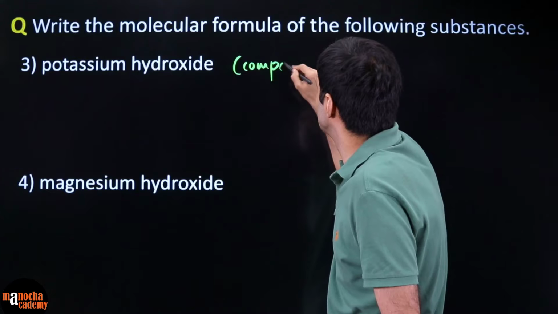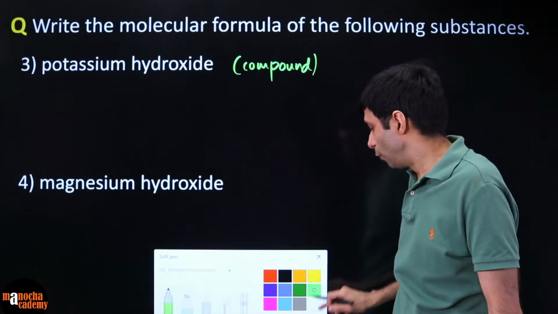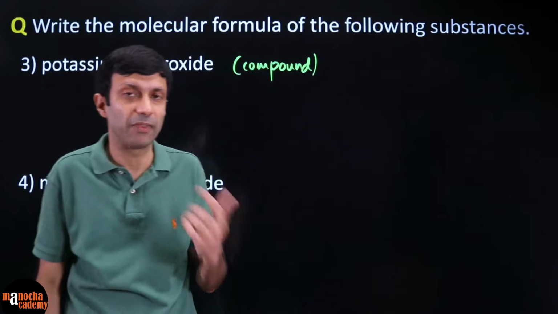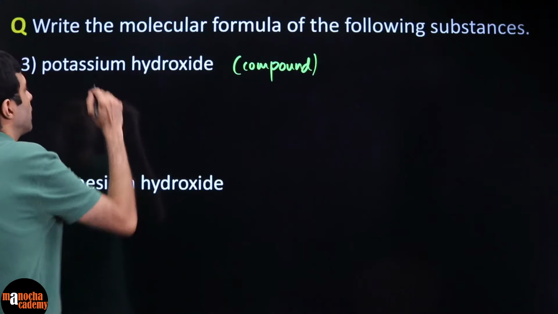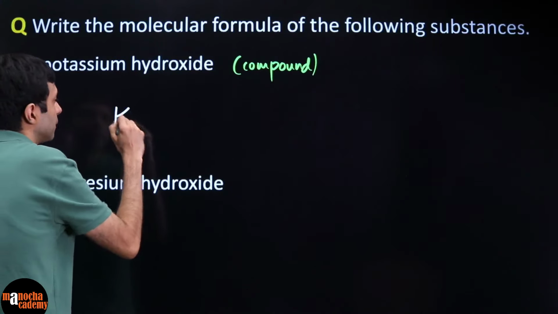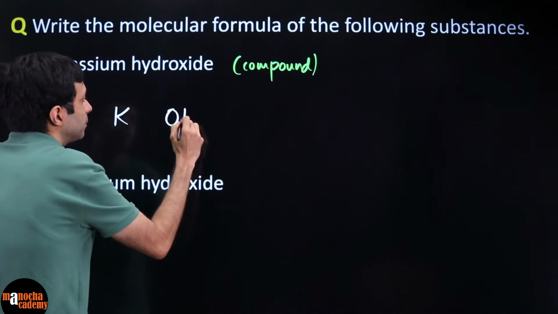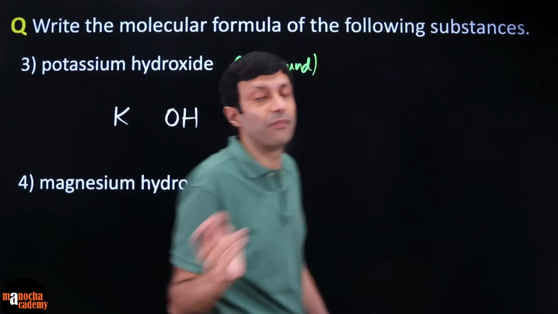This is a compound. So how do I represent this? For compounds, we are going to use valency numbers and do something very interesting called crisscross. Potassium is an element, the symbol is K. Hydroxide, the symbol is OH. Now how do I combine them? For this, I need to know the valency.